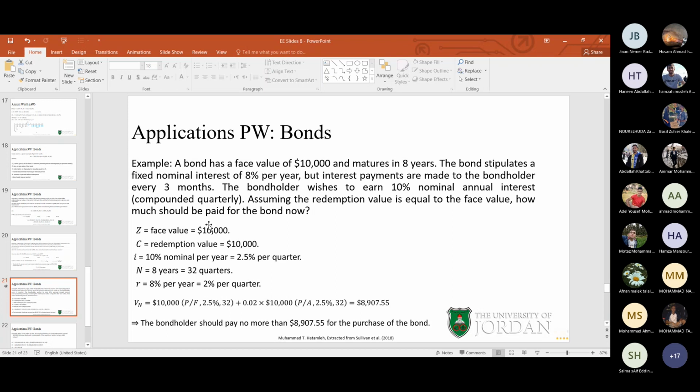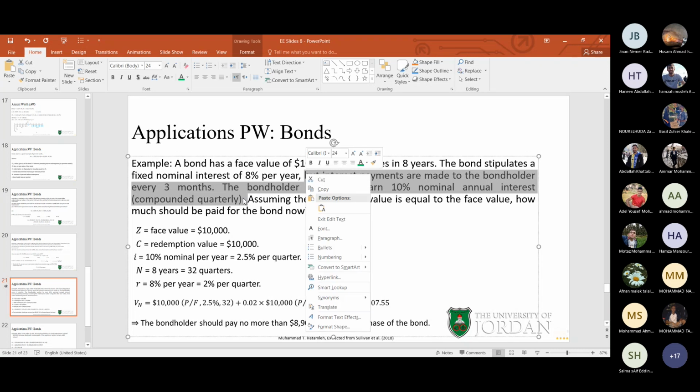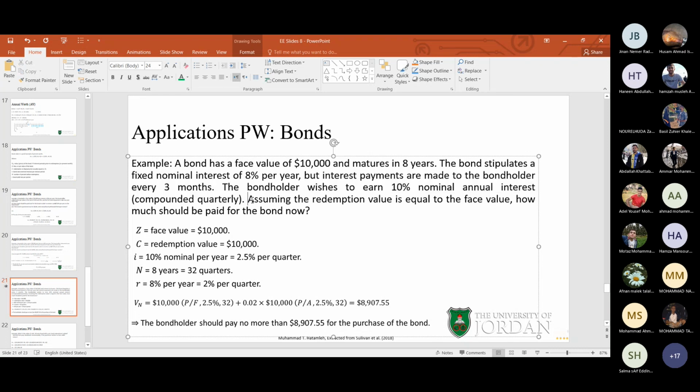Now the bondholder wishes to earn 10% nominal annual interest compounded quarterly, which is the effective interest rate or the yield interest rate. Basically, this is what we covered within the effective and compounded interest rates, and we did those calculations in chapter 4, which is very important for the midterm exam tomorrow. So please pay some attention.